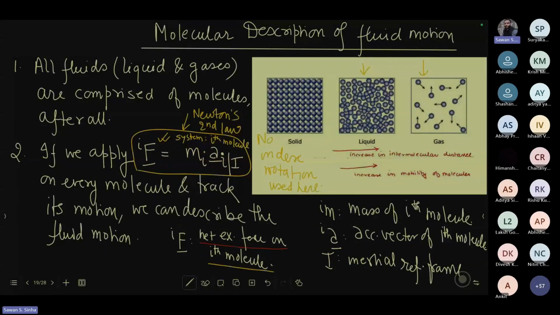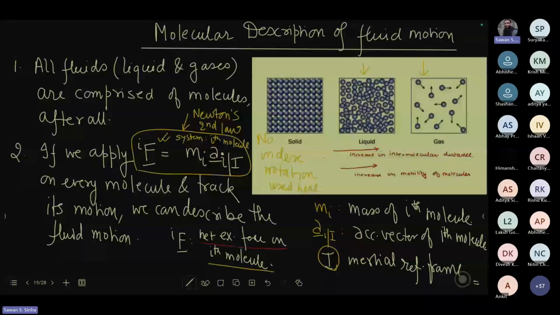What do we have on the right hand side? I have m_i, which is the mass of the ith molecule. And I have this term, the acceleration vector of the ith molecule with respect to the inertial reference frame I, in the APL 100 notation. This is the acceleration vector of the ith molecule. And this big I is the inertial reference frame.